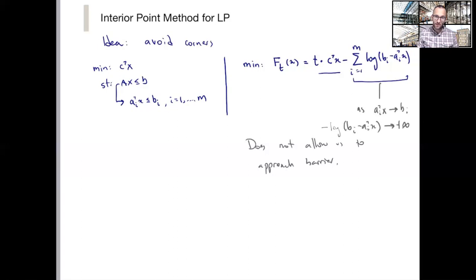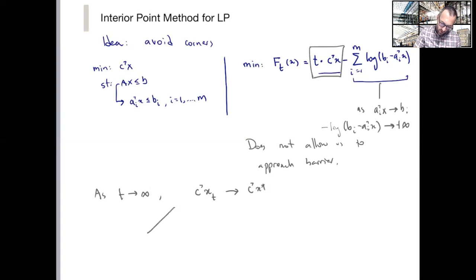But nevertheless, it's also straightforward to see that as t goes to infinity, c transpose x_t should approach c transpose x star, the optimal solution. And why is that? That's simply because as t goes to infinity, you care more and more about this first term compared to the barrier. So you're willing to incur a penalty in order to do something better.